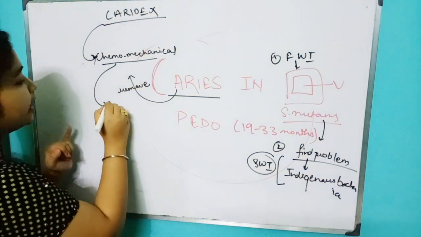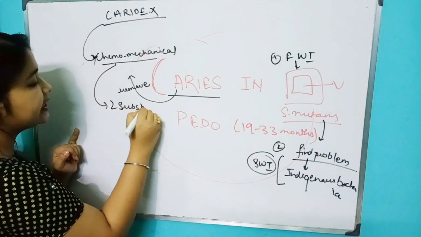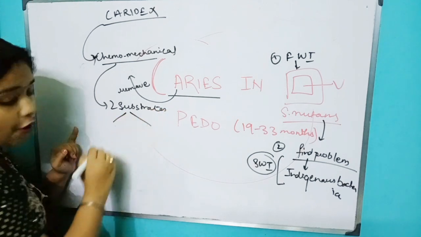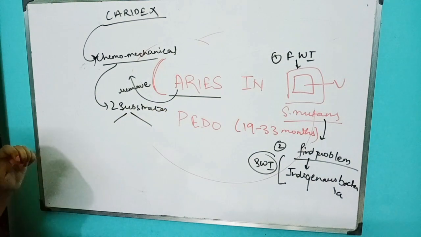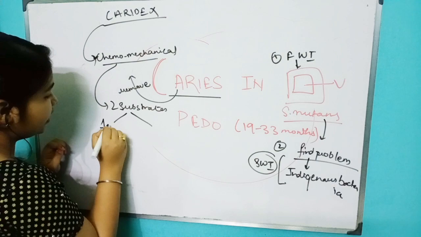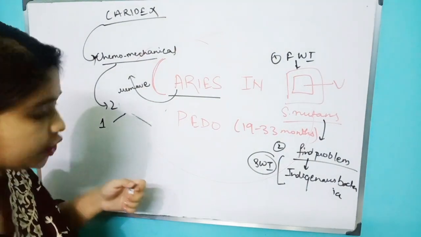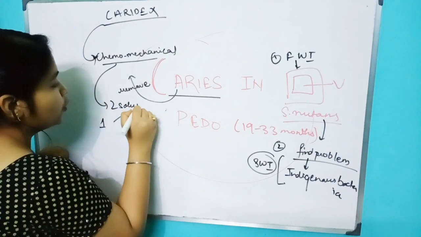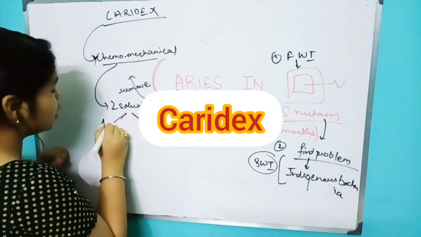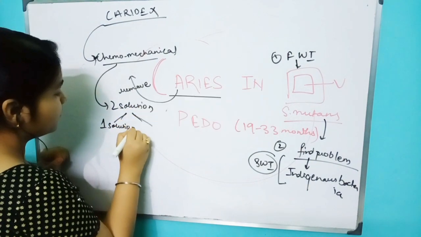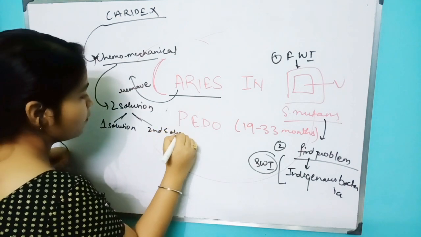Okay, it is having two substrates. The first substrate is your first solution. It is divided into, or you can say it is having, two solutions. Okay, two solutions. So the first solution is, and the second solution.